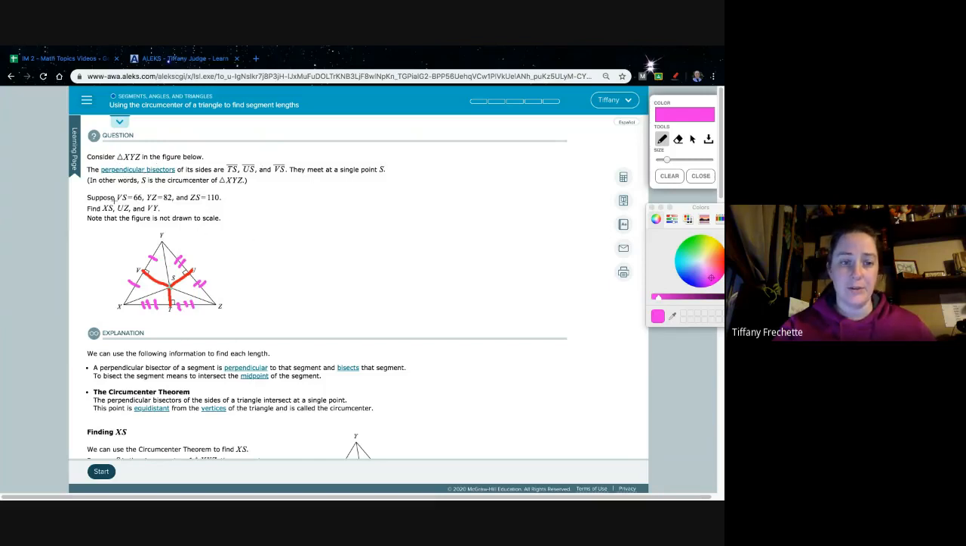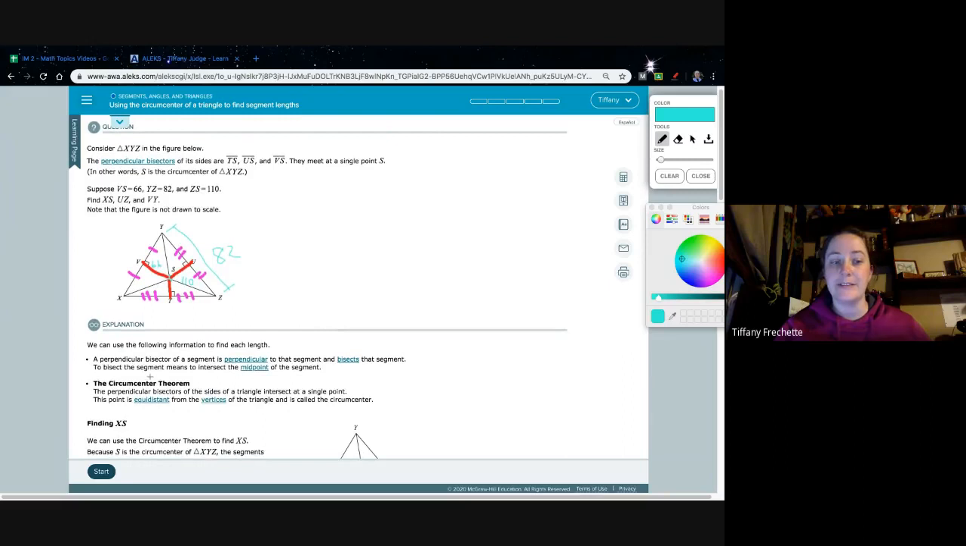And then it goes through and it starts to give us more information here. So it tells us that VS is 66, and here I'm going to change my color. So VS is 66, and then it tells us that YZ, so this side, is 82. And then VS, which is this distance here, is 110. So we are given quite a bit of information there. Now, what do we do with that information?